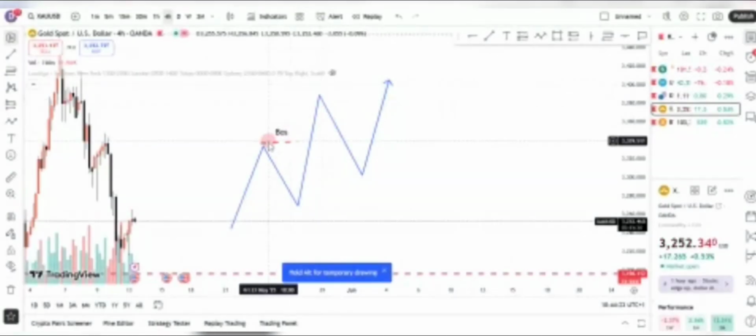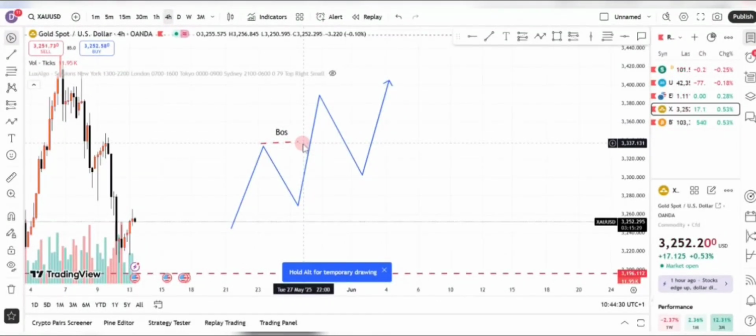And then every time there is a BOS, every time there is a break of structure, right? There's something we usually anticipate. We usually anticipate that the price will break the structure up a little bit, and then what is going to happen? It's going to retrace.